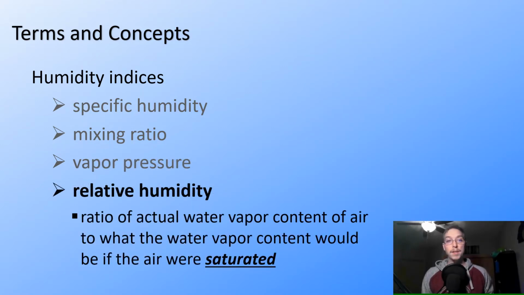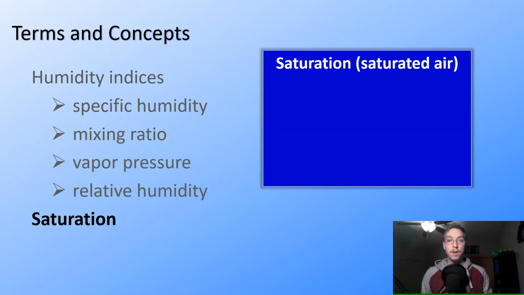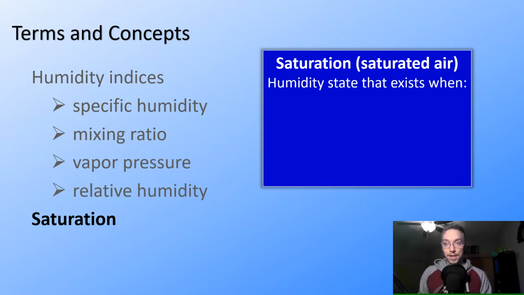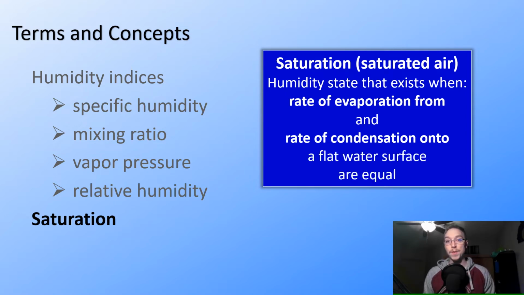Relative humidity is the ratio of actual water vapor content of air to what the water vapor content would be if that air parcel were fully saturated. Saturation. This is a really important concept, especially in this and the next lecture. So saturation or saturated air is the humidity state that exists when the rate of evaporation from and the rate of condensation onto a flat water surface is equal. So basically, if evaporation and condensation are equaled out, we have a saturated air parcel.